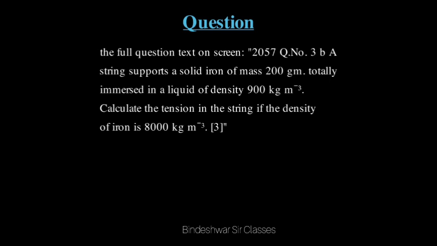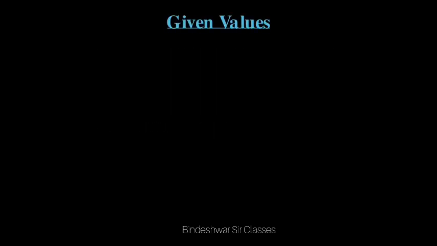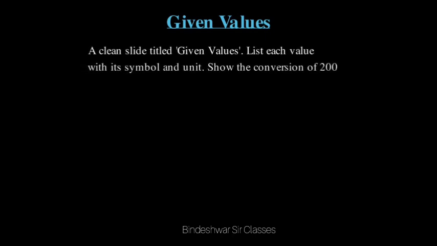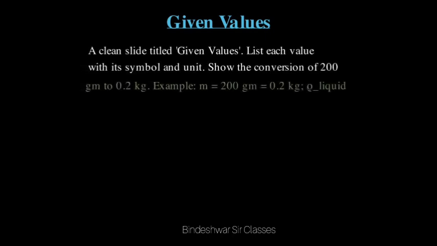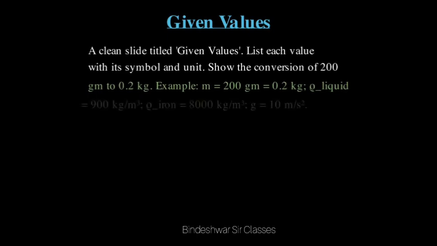Let's break this down step by step. First, let's identify and list all the given values from the problem. We are given the mass of the solid iron, which is 200 grams. It's crucial to convert this to SI units, so 200 grams becomes 0.2 kilograms. Next, we have the density of the liquid, which is 900 kilograms per cubic meter. And finally, the density of the iron itself is 8,000 kilograms per cubic meter. For our calculations, we will use the value of acceleration due to gravity, g, as 10 meters per second squared.